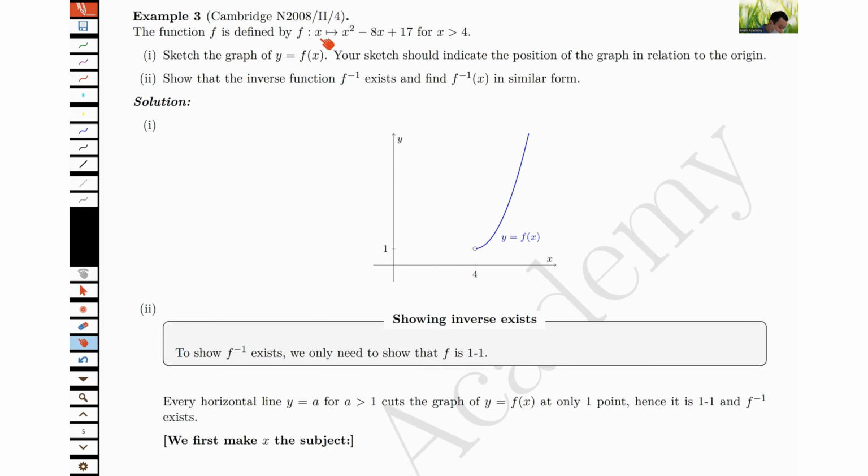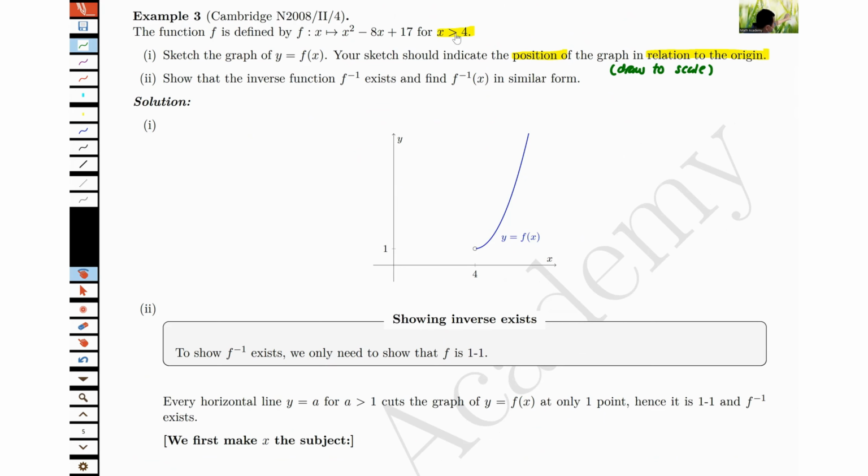I have got this function being drawn, and they said that x is greater than 4. We sketched the graph, which I have placed on your notes. They mentioned also, can you indicate the position in relation to the origin? This largely means that you should draw to scale in relation to the origin.